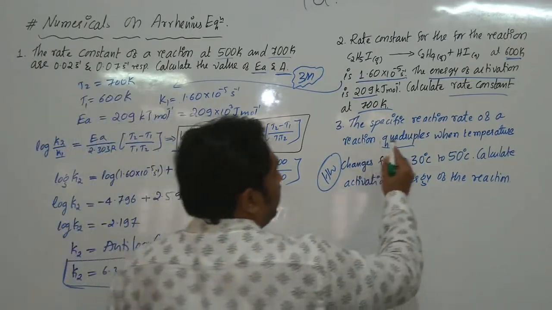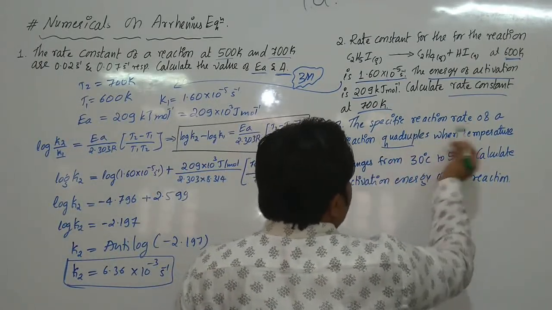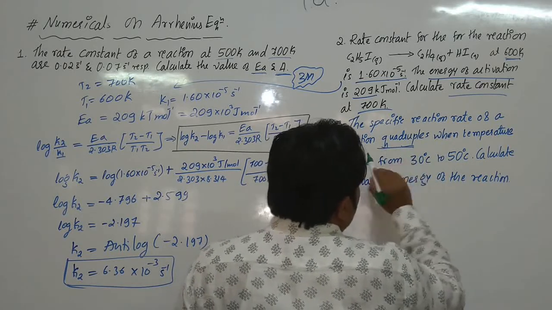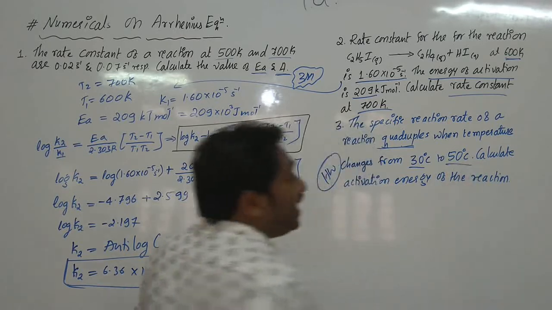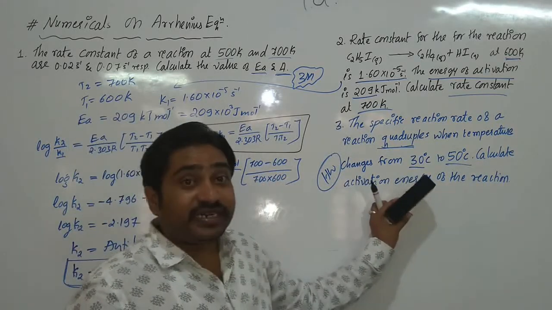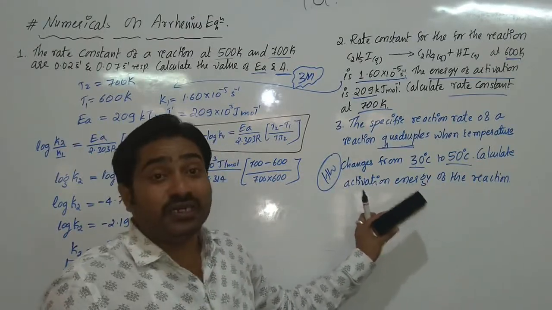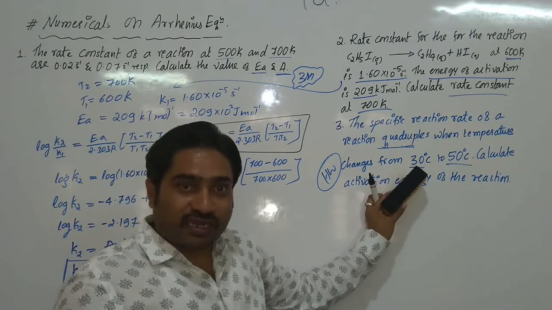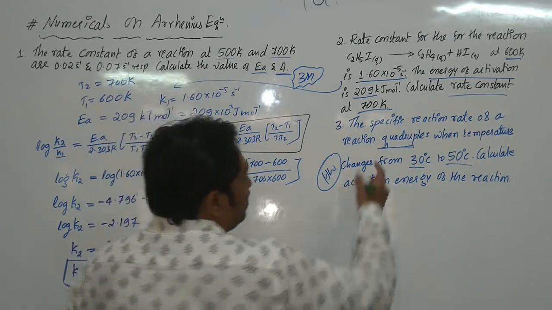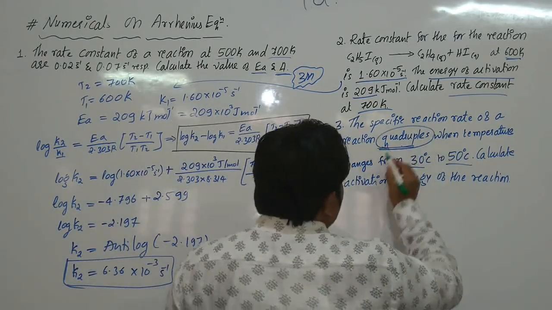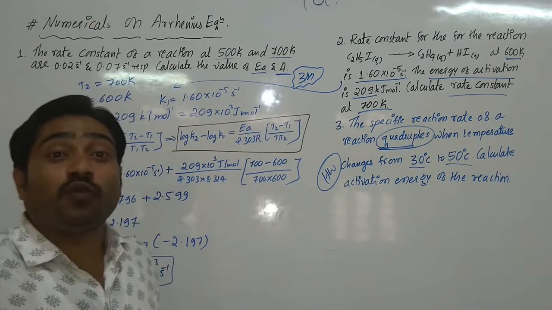The specific reaction rate of a reaction quadruples when temperature changes from 30 degrees Celsius to 50 degrees Celsius. Temperature is given in degree Celsius, we have to convert it into Kelvin. That is the first thing. Second thing, quadruple means increases by 4 times.